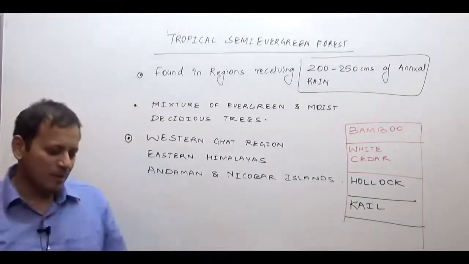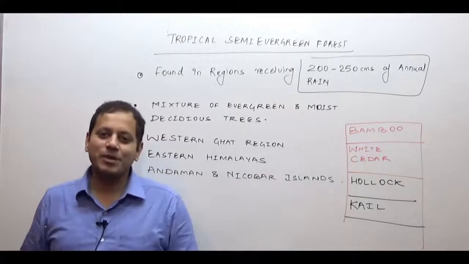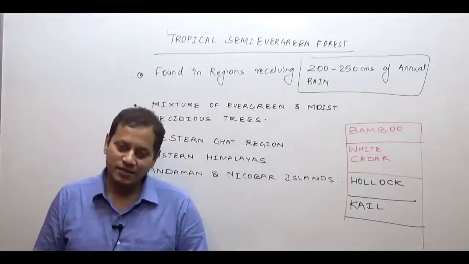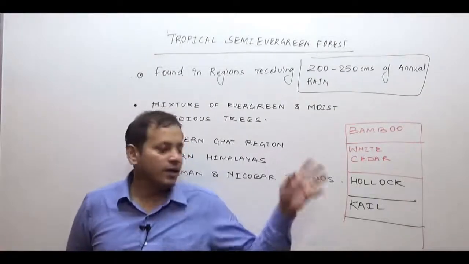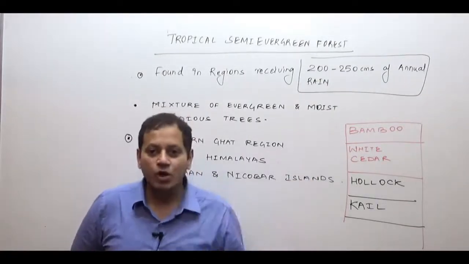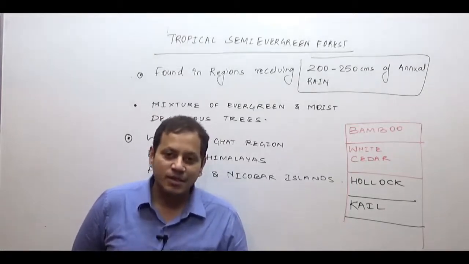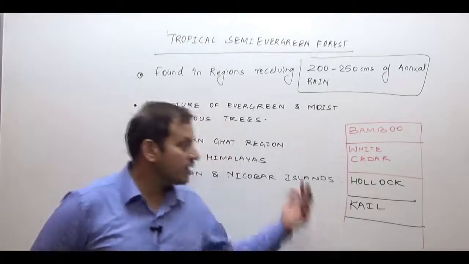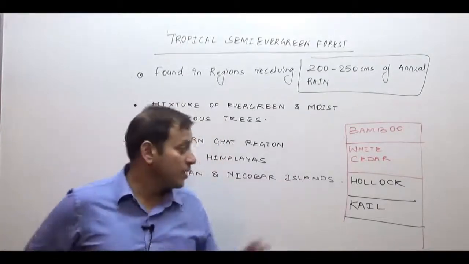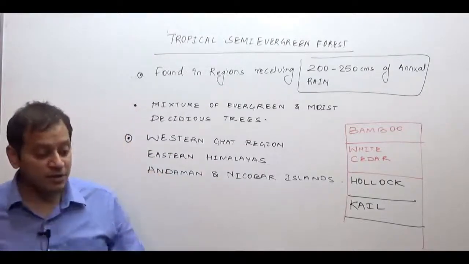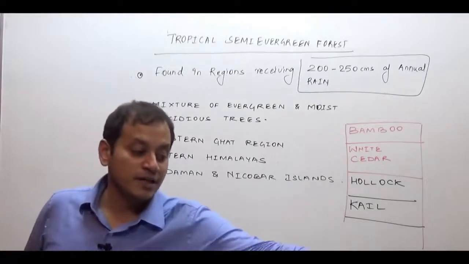Now, how to remember this? Here there is no shortcut to remember. Remember, bamboo can grow in deciduous and in evergreen, so bamboo will be present everywhere. Remember, white cedar, Hollock and Kail are of semi-evergreen. That means UPSC can ask you a question: in which state is white cedar found? You remember any state of Northeast India. Where will Kail be found? The states of Northeast India. So these are the regions where you will find these.